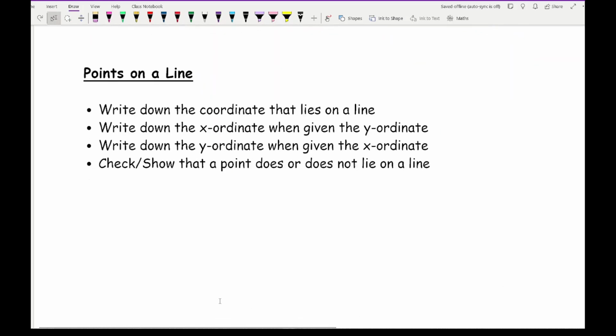Now then, let's look at points on the line. For this, you need to be able to write down a coordinate that lies on the line, write down the x ordinate when given the y ordinate, write down the y ordinate when given the x ordinate, and check and show that a point does or does not lie on a line. So for the first one, you might have a line plotted and a question might say, give the coordinate of a point that lies on the line. All you need to do is find a nice easy coordinate, write down the x value, write down the y value, and you've got your coordinate.